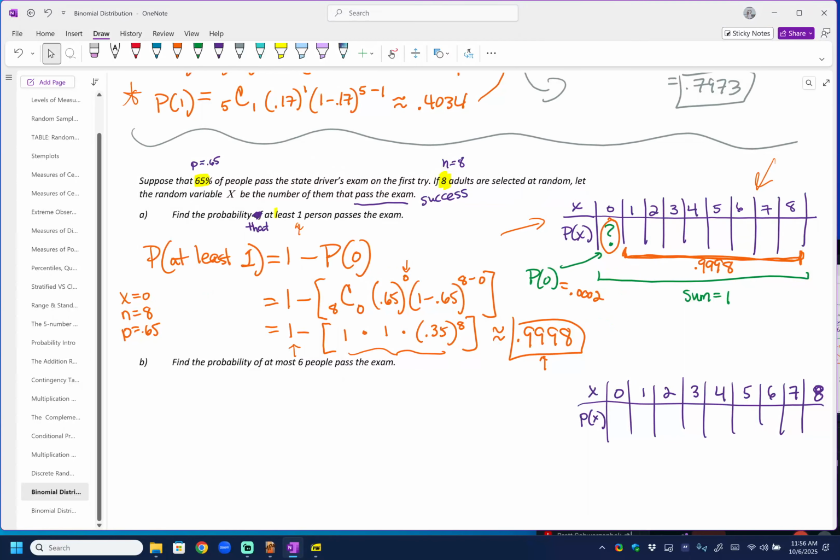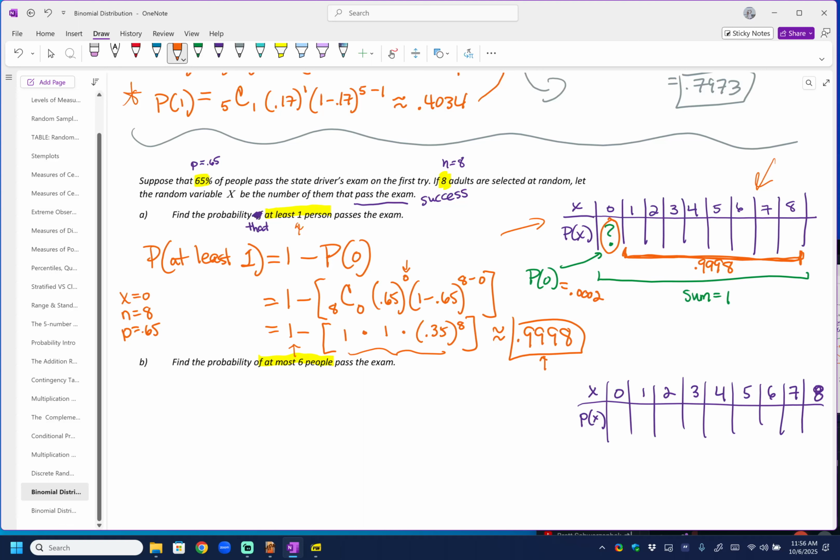Last one of these specific examples, it says find the probability of at most 6 people pass the exam. In the previous problem, it was at least one person. Now we're at most 6 people. A little bit different. On the right side over here, I have included another probability distribution showing the possibility of successes. If asking 8 adults, that would be 0 all the way to 8. So if I want to know at most 6, that means 6 or less.